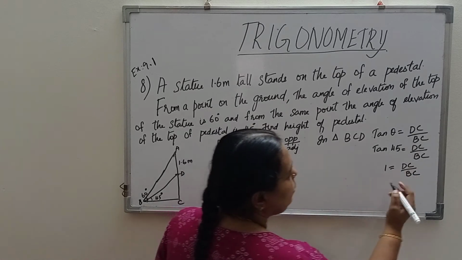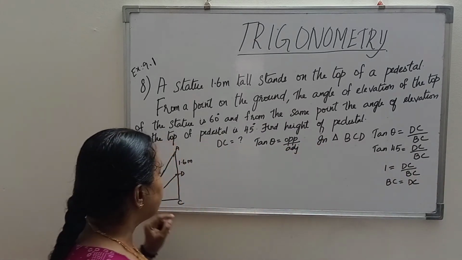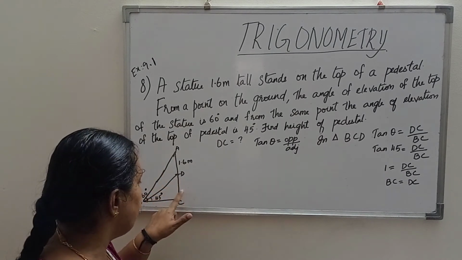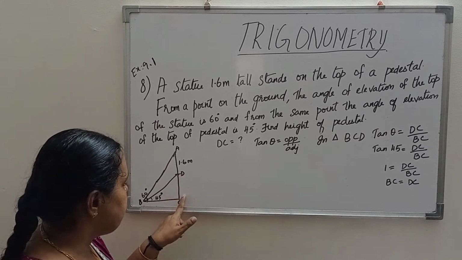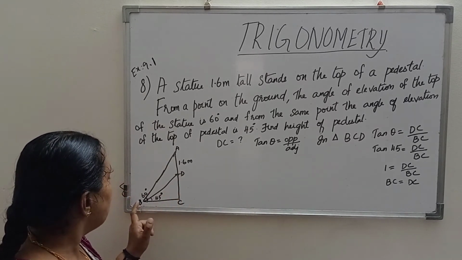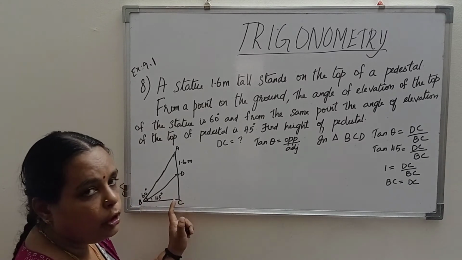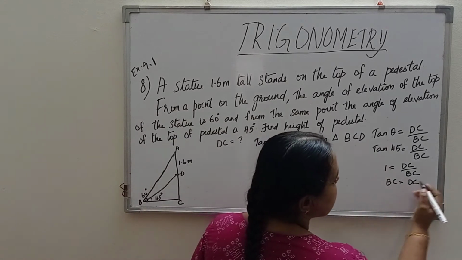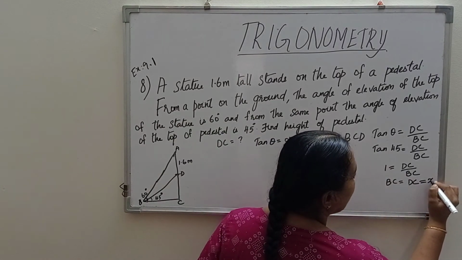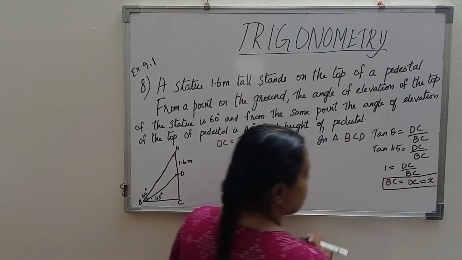When we take BC to the other side, BC and DC will be equal. So the measurement which we find out for DC will be the same measurement of BC. That is, the height of the pedestal will be the same as the distance from the point on the ground to the foot of the pedestal. So let's keep BC is equal to DC is equal to X.